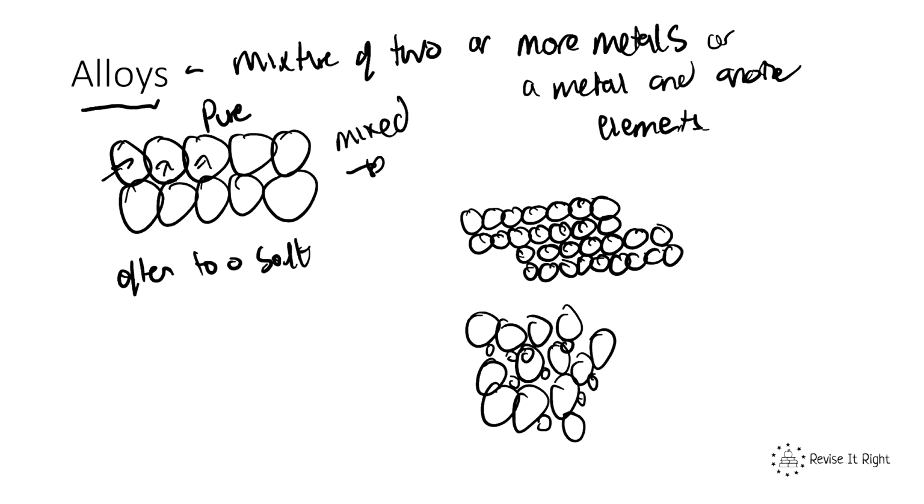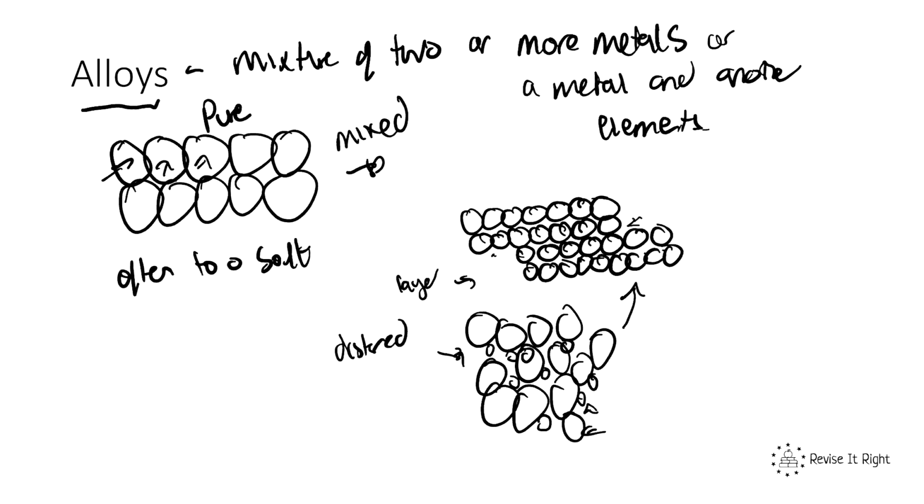Different elements have different sized atoms, as you can see here. So when another element is mixed with a pure metal, the new atoms will distort the layers. As you can see here, they've changed the lovely layer shape that makes it so malleable and so easy to bend, and it's distorted those layers, making it more difficult for them to slide over each other, and therefore making them harder than pure metals.